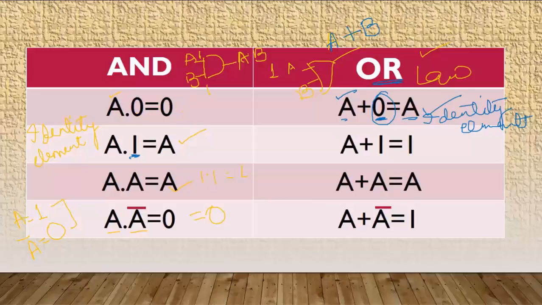Here also, when we are doing the product, the identity of my element is not getting changed. So here 1 is the identity element, and in OR, 0 is the identity element. Now A plus 1 is a law. A plus 1 is 1. You have to keep this in mind, because sometimes while solving you will have a doubt about this. A plus A is equal to A, and A plus A bar is 1. That I told you, if this is 1 and this is 0, this will be 1. This is the complement law.